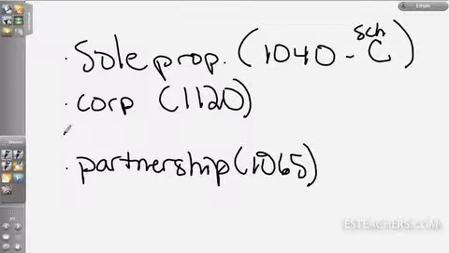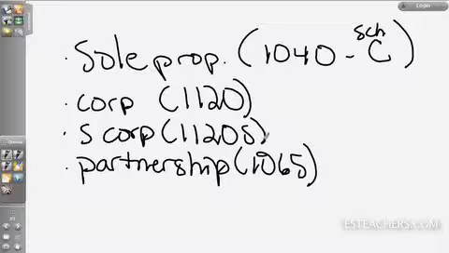An S corporation fills out 1120S. Now, you're not doing this. Your client's accountant is doing this for you, right? You're not helping them do this.